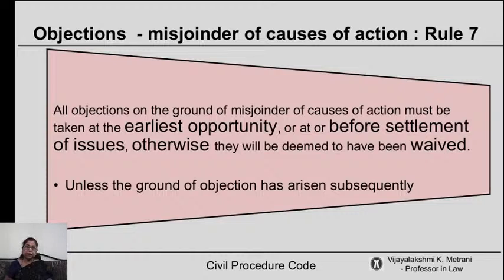What happens is, if the ground of objection has arisen subsequently, suppose in that case he has already filed and later on some objection he has to take, then the objection has arisen subsequently. If it came later, then on that ground he can take the objection later. But as far as possible, the objection should be taken at the earliest opportunity.